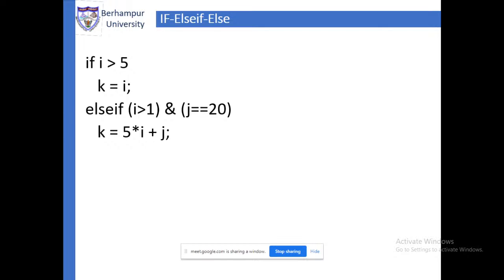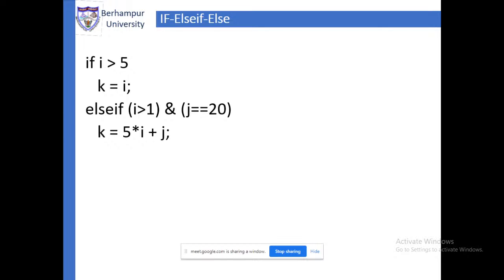But if I is greater than 5, k will be equal to I. The moment I is greater than 5, it will not go to the else if statement, because the first one will be executed. If I is not greater than 5, it will come to the else if statement. So else if I is greater than 1 and j is equal to 2, logically equal to 2.